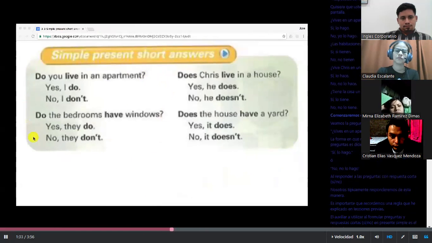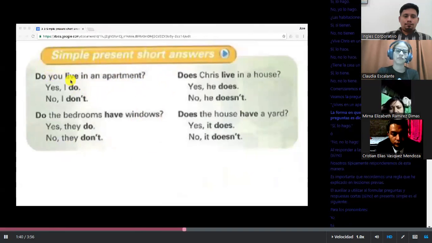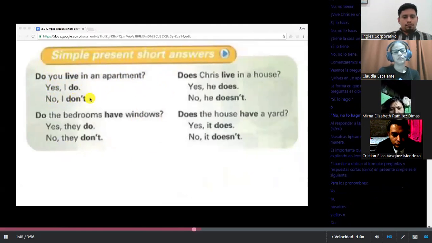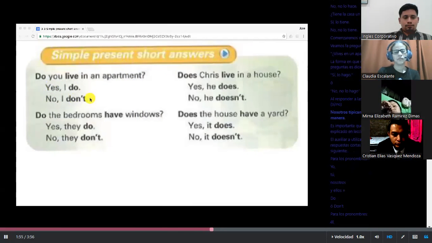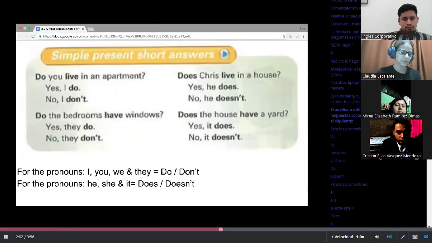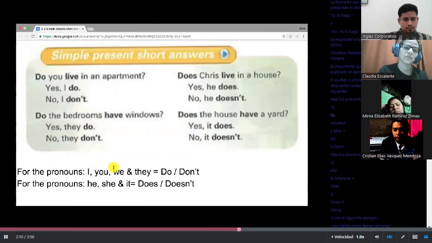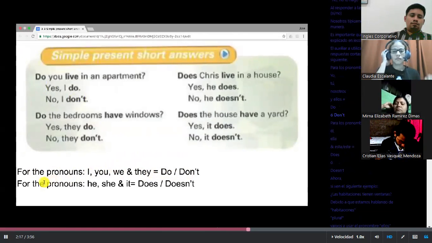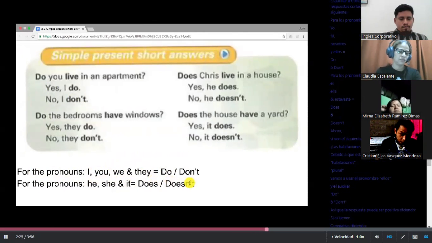We'll start on the left side of this chart. Let's look at the question, do you live in an apartment? The way we answer this type of question is by saying, yes, I do. Or no, I don't. When responding to yes or no questions, we will typically answer in this way. It's important that we recall a rule that I explained a few lessons ago. The auxiliary to use when forming questions and short answers in the simple present is the following. For the pronouns I, you, we, and they, do or don't. For the pronouns he, she, and it, does or doesn't.